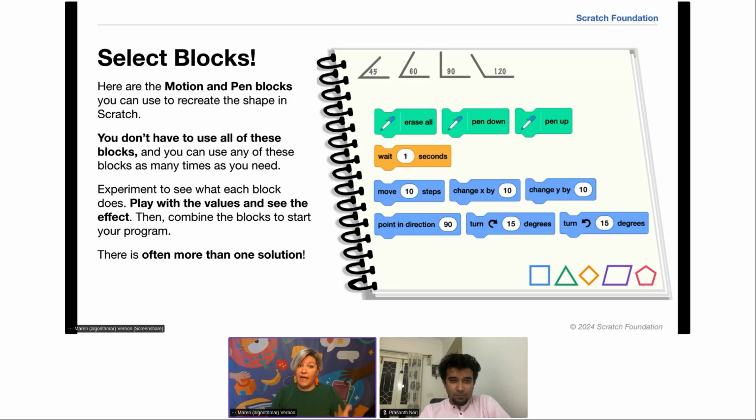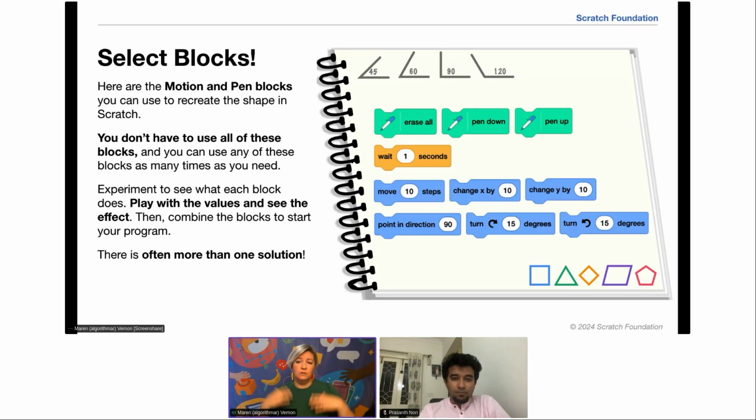If you have not covered angles, that could also be a handy thing to talk about briefly. You see I've shown some angles here. And within these blocks, we can really play with the values, the distances, and the degrees that they're turning, and then figure out how to make these shapes. Keep in mind as we're doing this that there is often more than one solution.